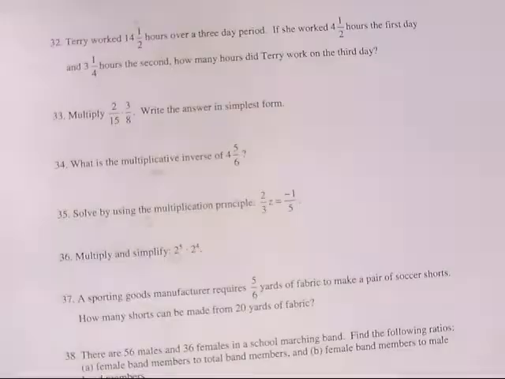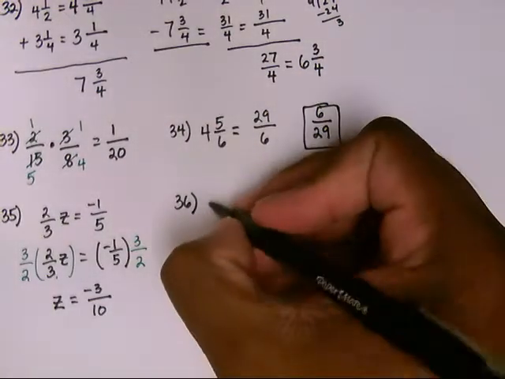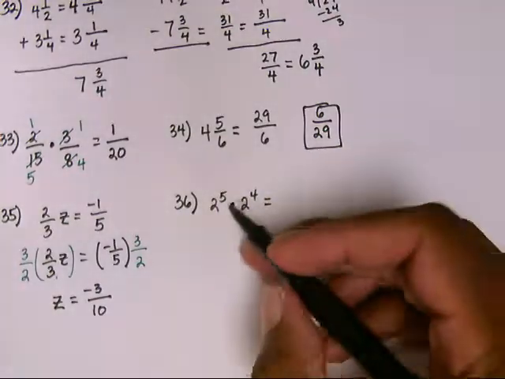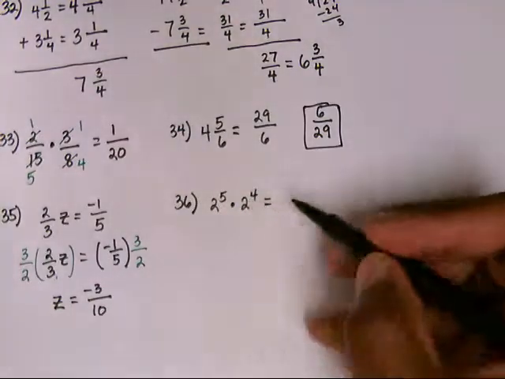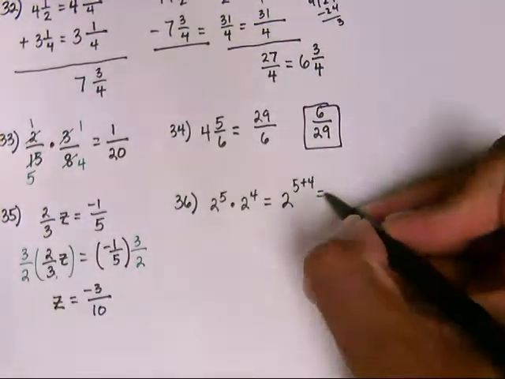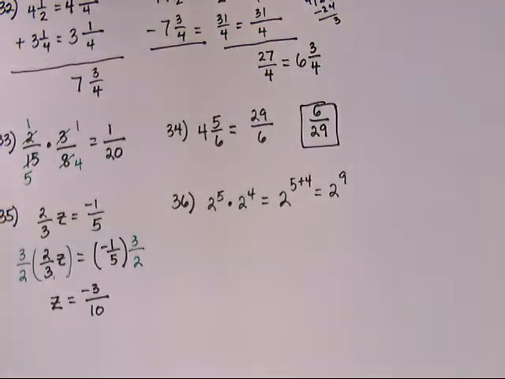Number 36. Multiply and simplify. 2 to the 5th times 2 to the 4th. Here we're multiplying powers of the same base, so we just simply add the exponents. So here we bring over the base of 2 and add 5 plus 4, and 5 plus 4 is 9. So 2 to the 5th times 2 to the 4th will equal 2 to the 9th.